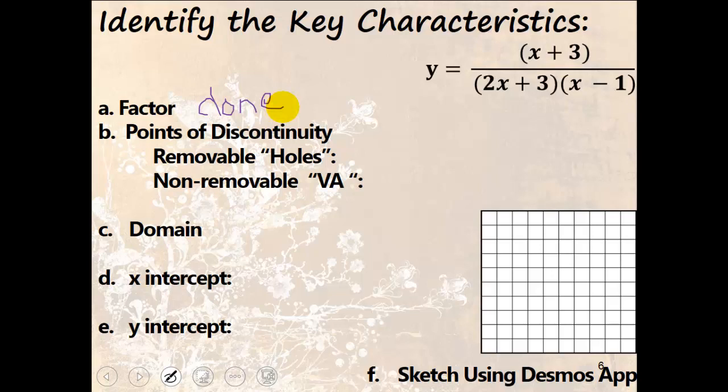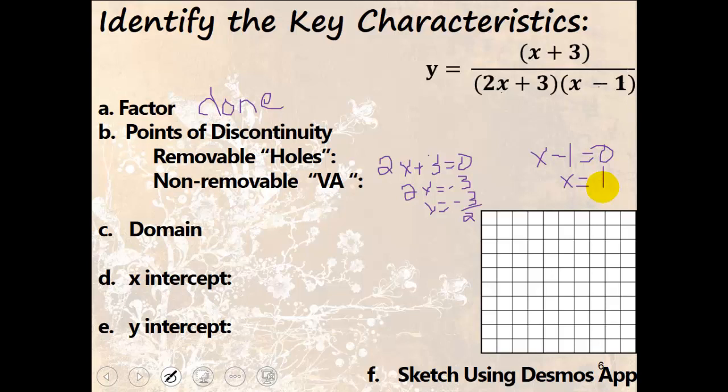Do I have any matching factors? y equals x plus 3 over (2x plus 3)(x minus 1). Do any of those match? No. So both of these are going to create vertical asymptotes. So you have 2x plus 3 equals 0, 2x equals negative 3, x equals negative 3 halves. x minus 1 equals 0, x equals 1. Those are your vertical asymptotes. You can go ahead and mark those on your graph.